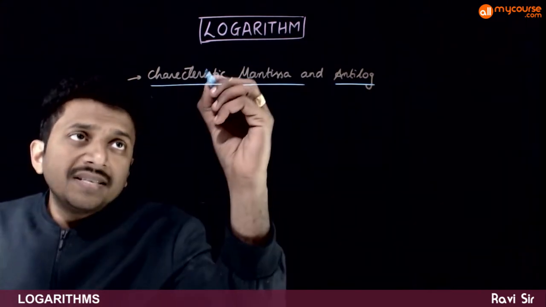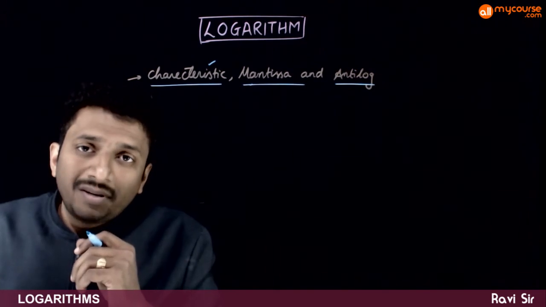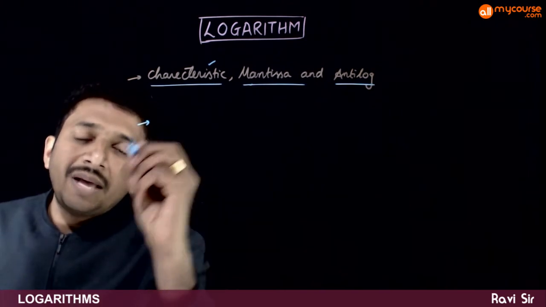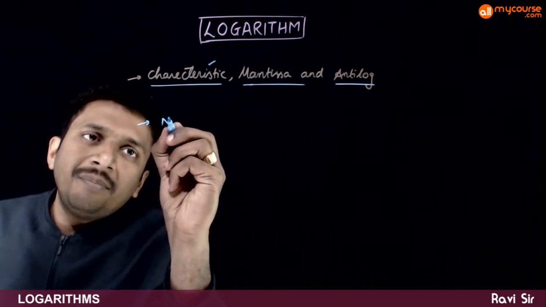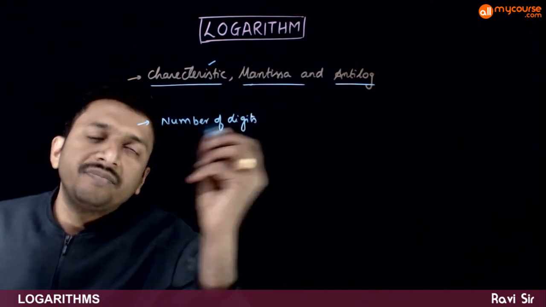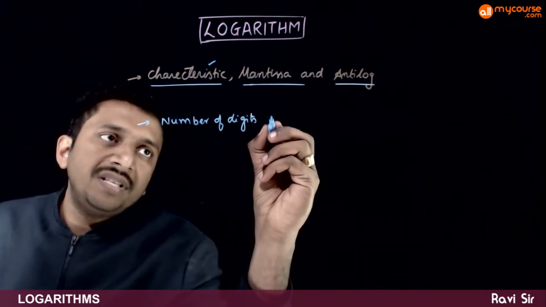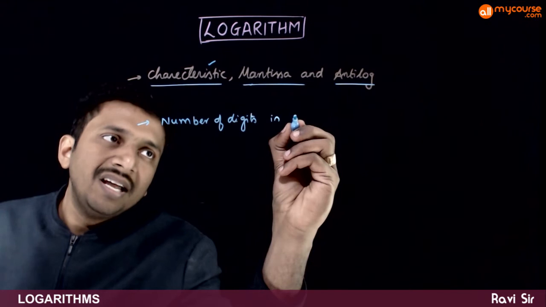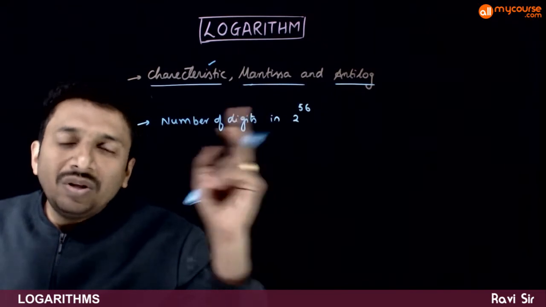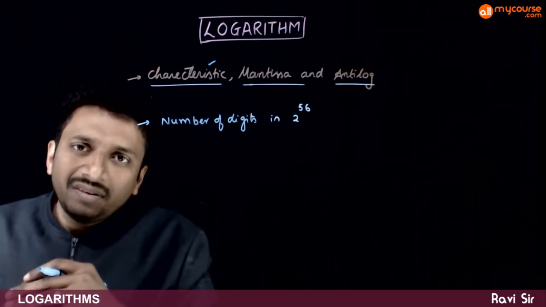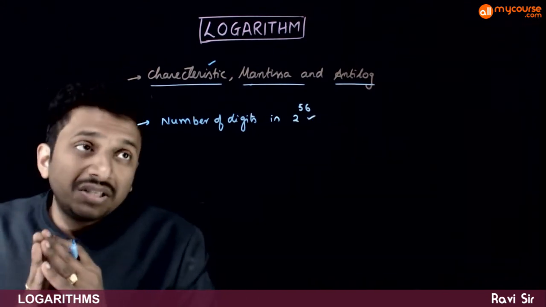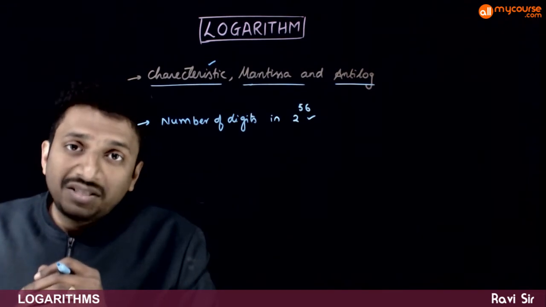So next, where does the characteristic of a logarithm become important? In which type of problem does the characteristic become important? One of the most important types of problem that you can solve is the number of digits. If you want to find the number of digits in some very large number, say 2 power 56. If you raise 2 to the power 56, it gives you a very large number. And if I ask you how many digits are there in 2 power 56, this is one of the questions which you can solve using the concept of characteristic of a logarithm.